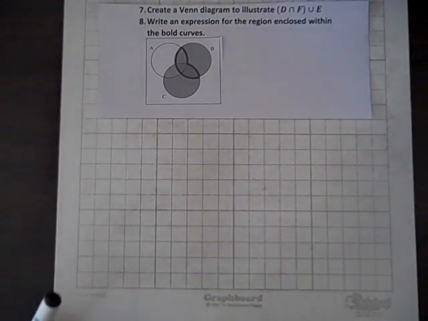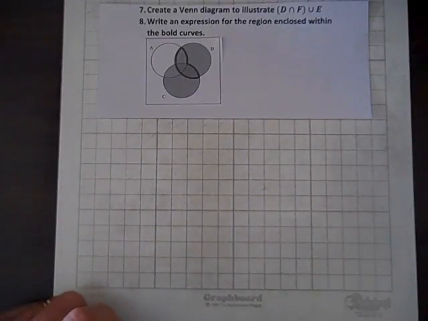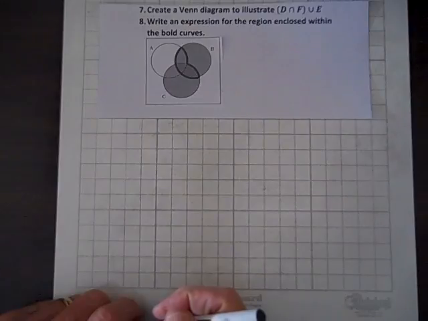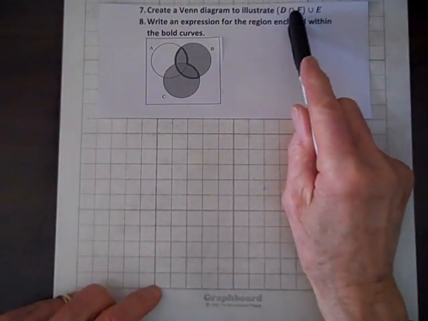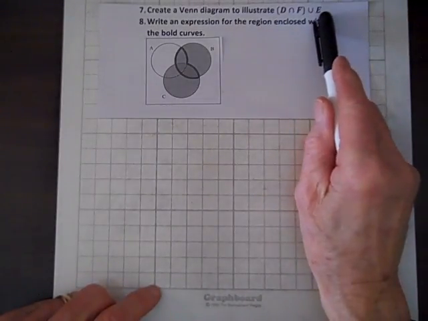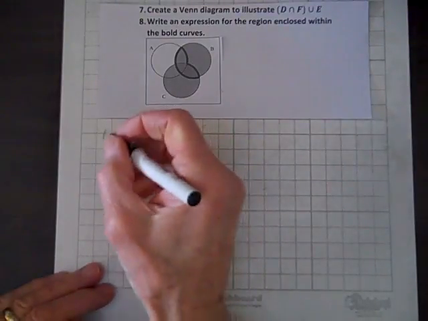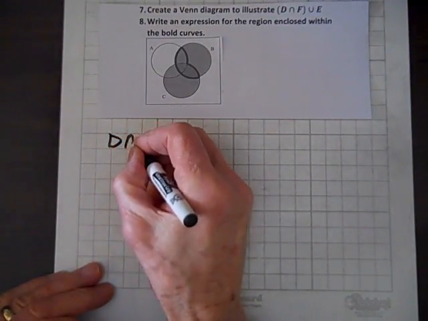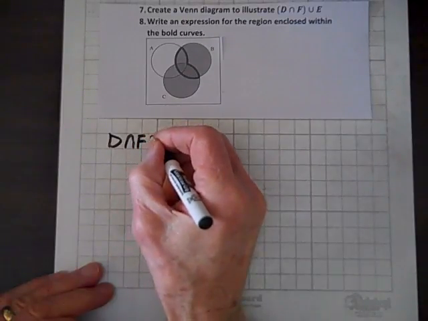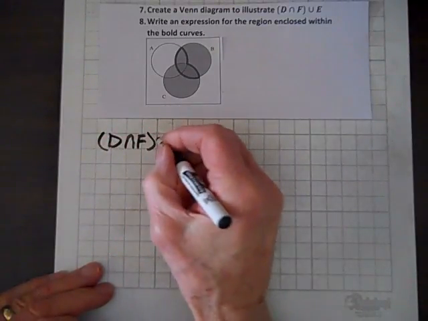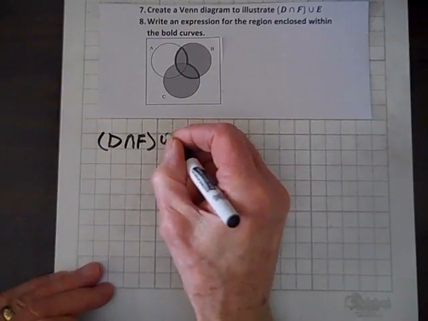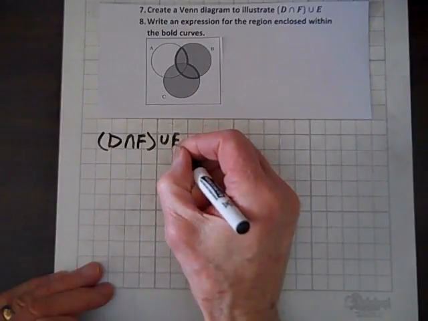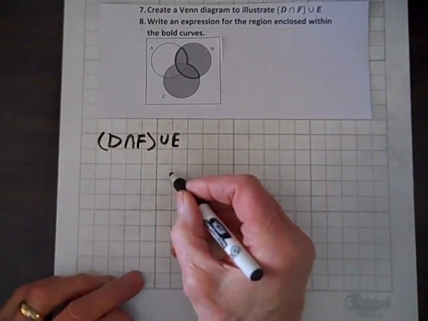Okay, so we have two questions to deal with. Question 7 says create a Venn diagram to illustrate D intersect F union E. And I'll write that down. D intersect F union E. Okay, so let's draw that Venn diagram.